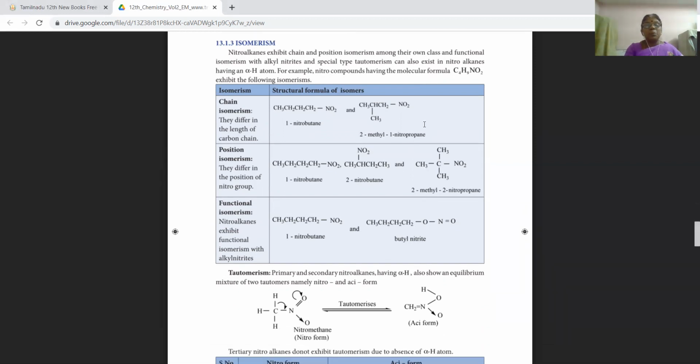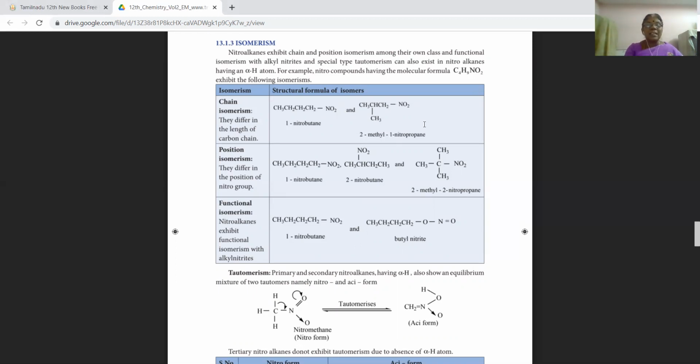The next one is position isomer. In this one, the position of the nitro group will be varied. The first one is 1-nitrobutane. The second one is 2-nitrobutane. And the third one is 2-methyl-2-nitropropane. In the first one, the nitro group is attached to the first carbon. And in the second one, the nitro group is attached to the second carbon. And in the third one, a methyl group as well as a nitro group is attached to the second carbon. So that it is named like that. So this type, the change of position of the functional group, is called position isomer.